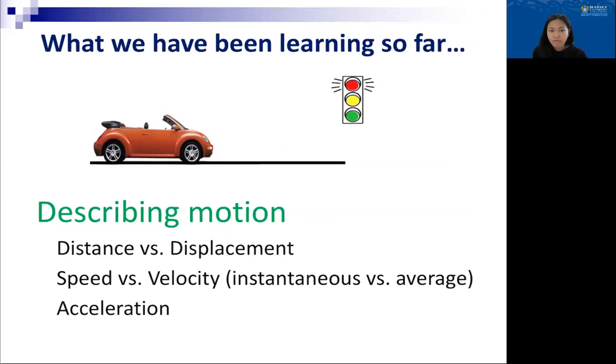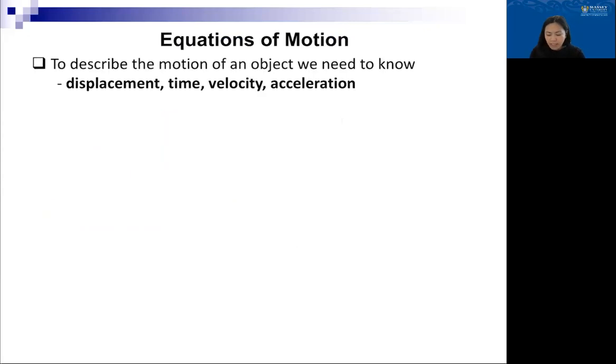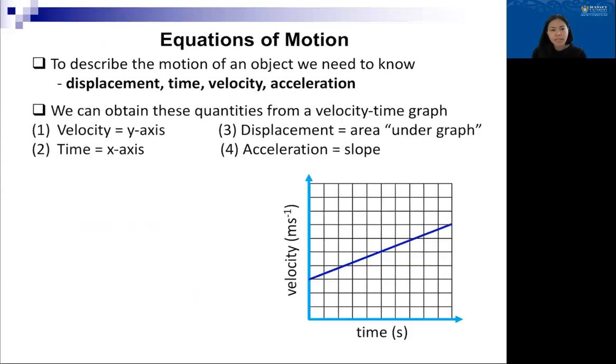All right, so as I've mentioned earlier, so far we've been describing the motion of an object, and we've learned the definitions for distance, displacement, speed, velocity, and acceleration. And we need to know these four quantities in order to describe the motion of an object. We can obtain this using a velocity time graph.